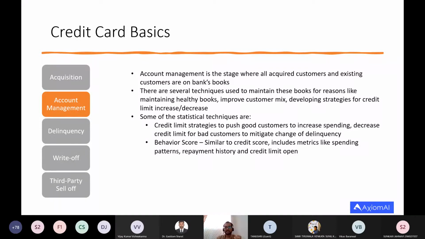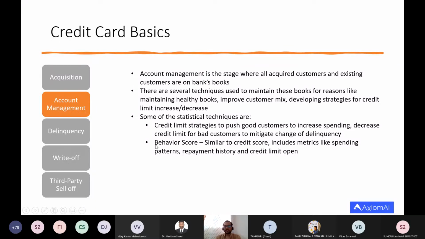credit ratio mix, like you have a certain amount of good customers, a certain amount of average customers, and a certain amount of bad customers, right? You want to have more good customers. So how do you make sure that you are improving this? All those strategies come under the account management stage. As an example, I've said credit limit increase and decrease comes under there.